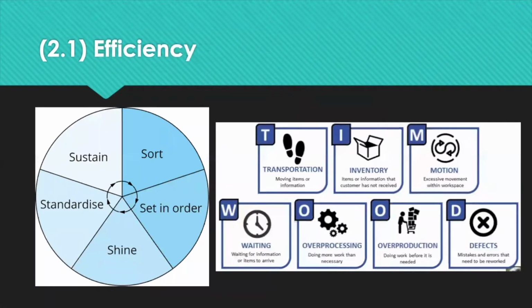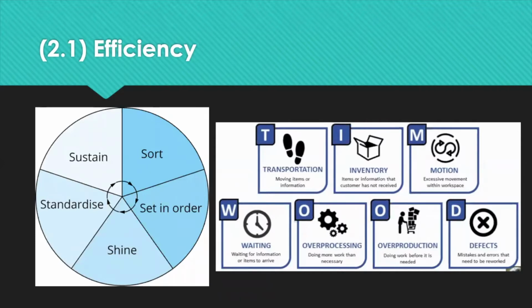Efficiency. This is performing a task with the least amount of waste in the shortest time possible. So efficiency is about saving time, not money. Now, procurement seeks to increase its efficiency in order to drive up value for money for its organisation. And there are two tools that can be used to scrutinise processes in order to increase efficiency. The first is Kaizen's 5S framework, which you can see on the left-hand side.